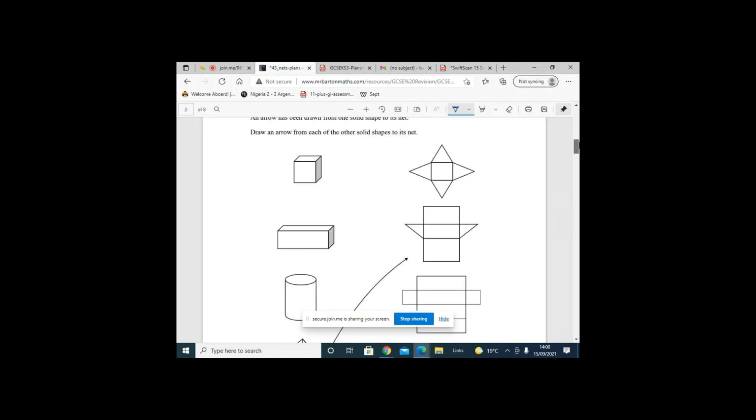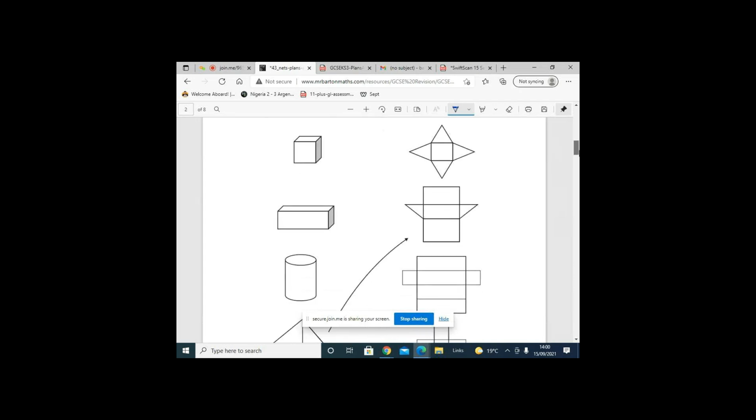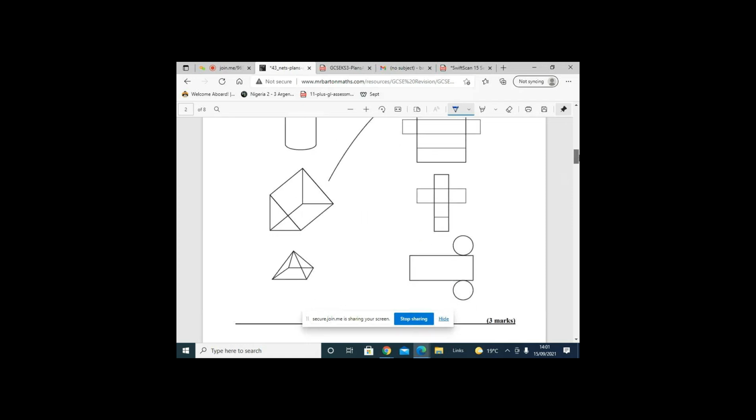Look at this now. This is an example of different nets of this shape. So, for example, now if they ask you to unwrap this cube, what do you think is going to be the possible net with all of them?